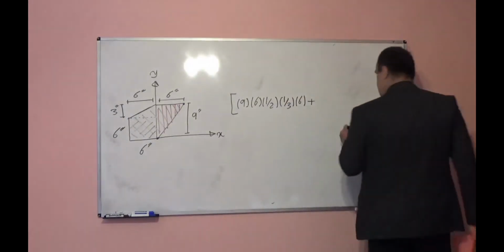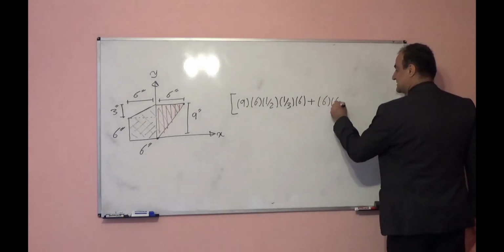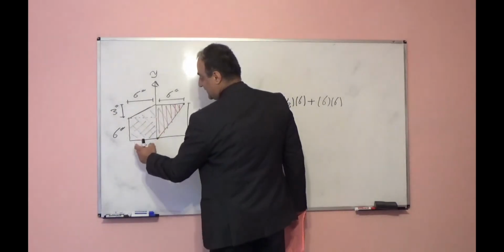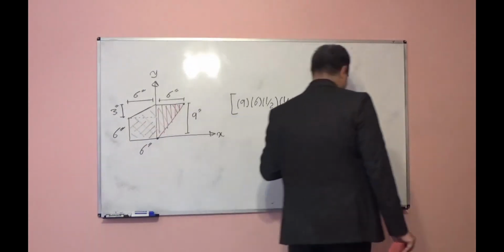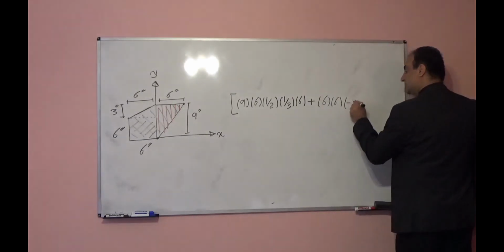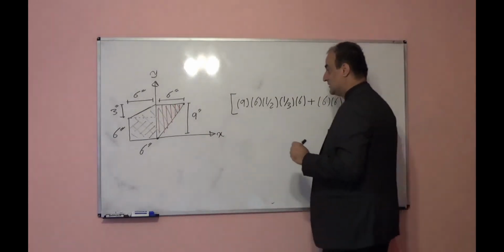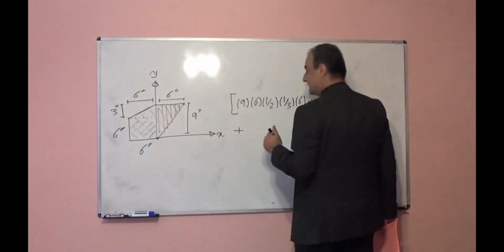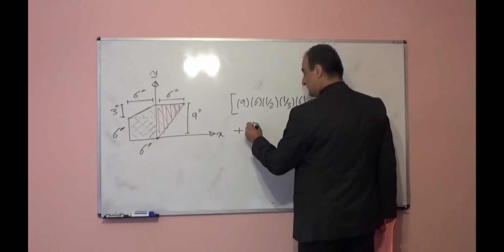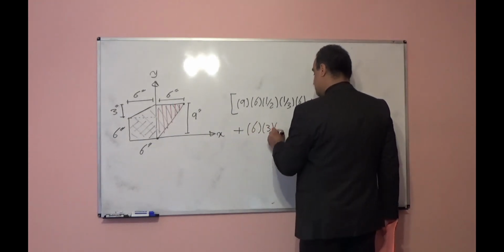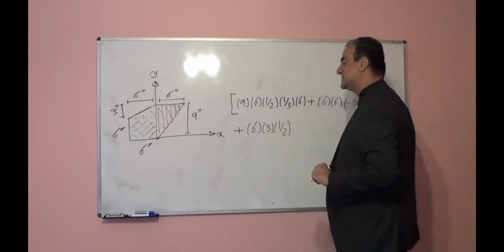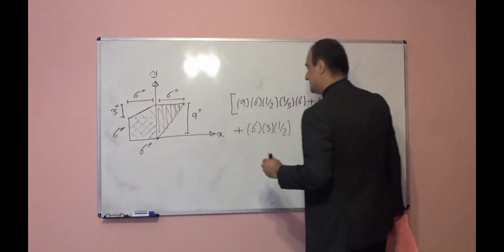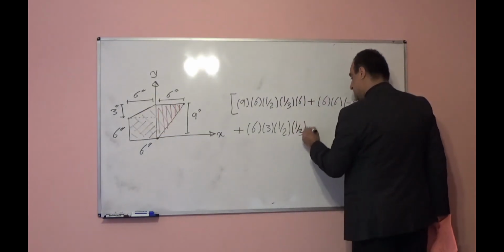It will be area for that square, 6 times 6, times the distance of centroid up to y. It will be -3 times -3, plus moment of area for this triangle. It will be area for that triangle, which is 6 times 3 times half, times the centroid of this triangle up to y-axis. It will be 1/3 times 6.